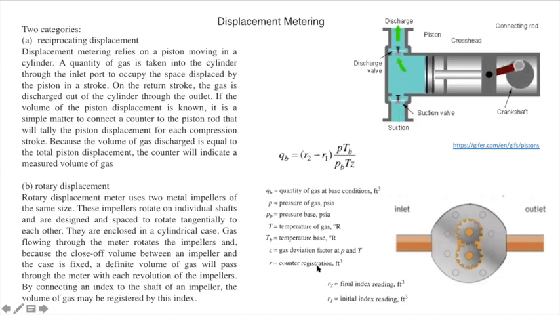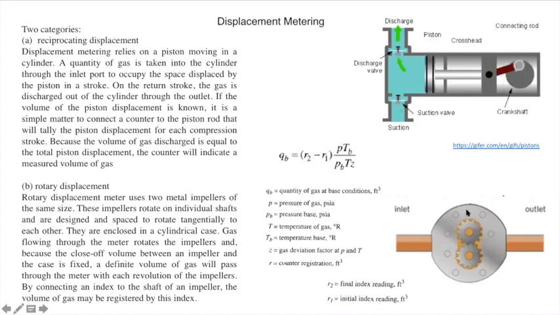So for each stroke, you know the amount of fluid that is coming in. Each stroke is converted into cubic feet, right? And this cubic feet is nothing but a counter registration. So first you have to get the initial reading and then the final reading, and then you can calculate the flow rate flowing through the pipeline. In this way, this is the positive displacement category.